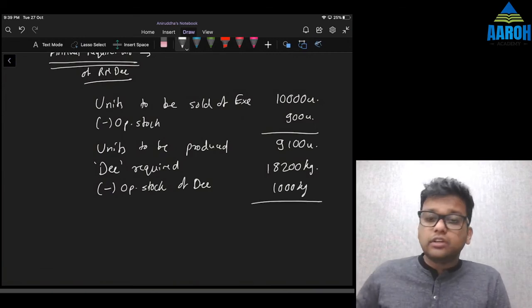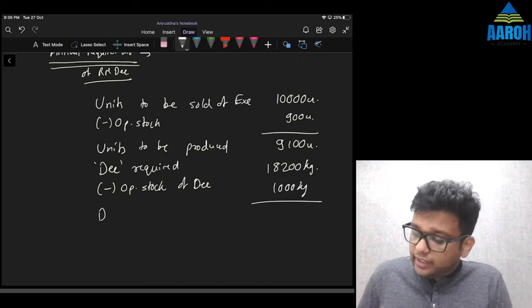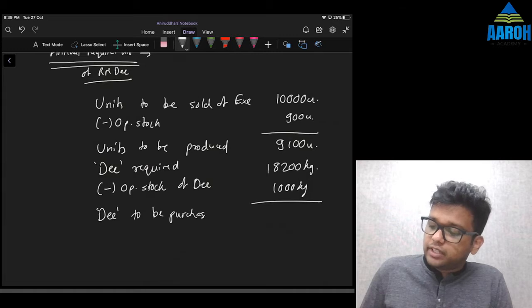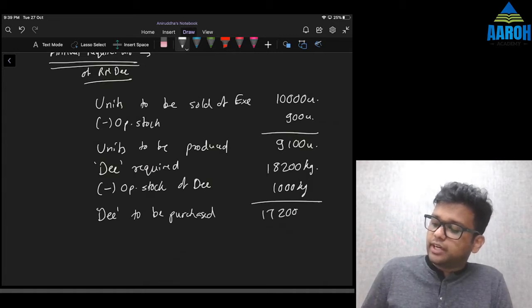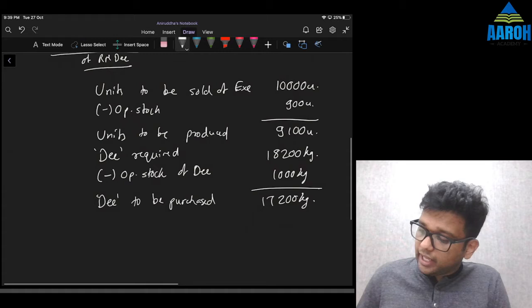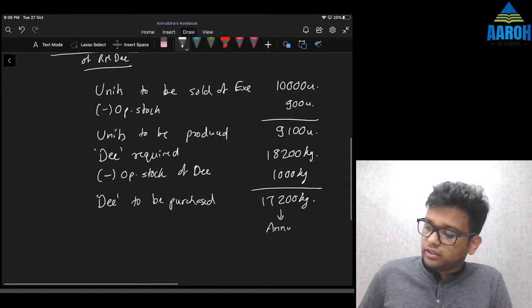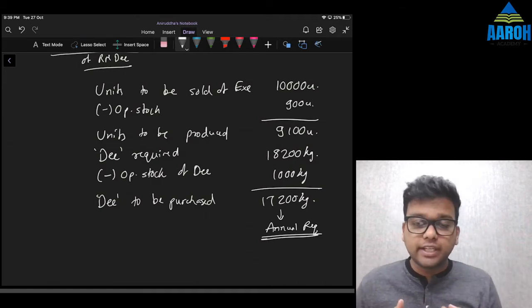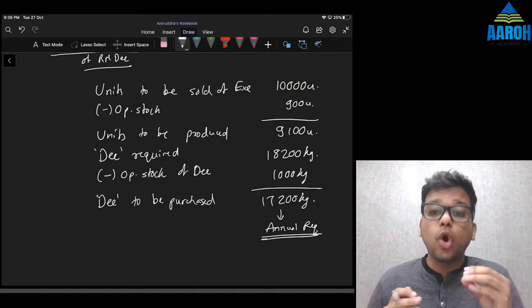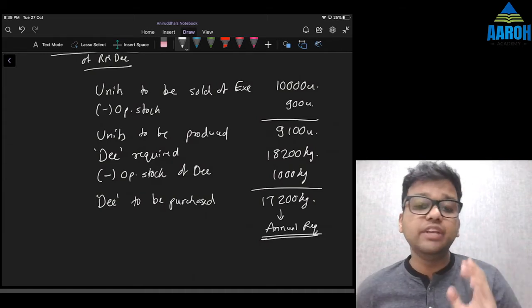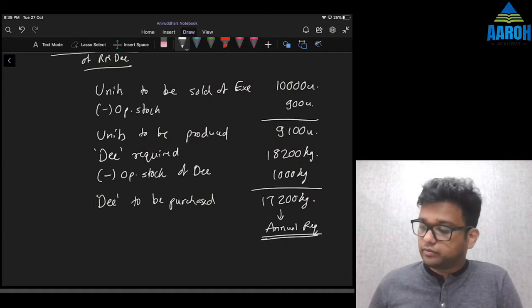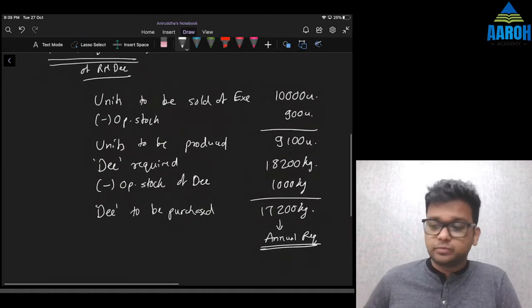That gives us quantity to be ordered, or D to be purchased, as 17,200 kgs. This will be our annual requirement. Why? Because this is what we have to actually purchase, and for that we are calculating economic order quantity. Order means only for that which we have to purchase. So now based on this we can calculate EOQ. Let's try to calculate EOQ.